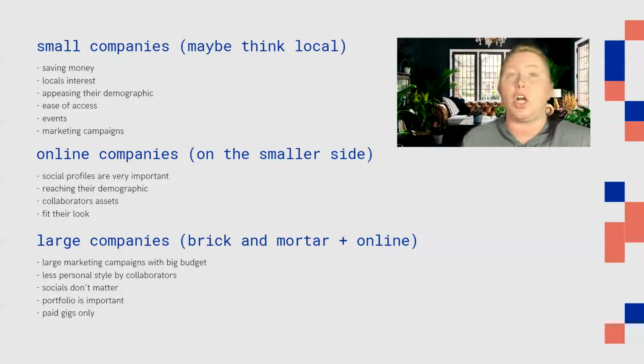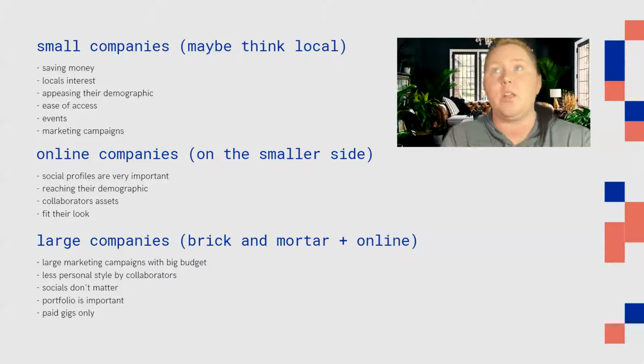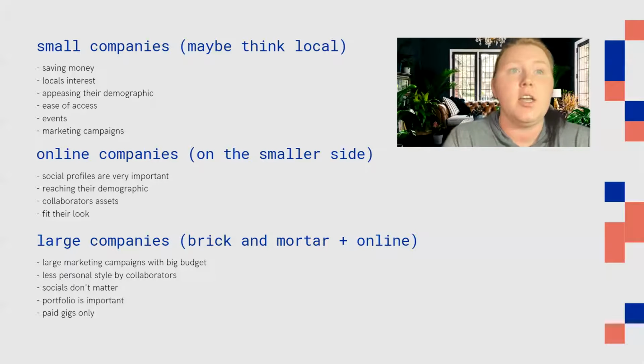Okay, let's talk about large companies, corporations, and this involves brick and mortar stores and online. I'm going to use Walmart as an example. Very large marketing campaigns with a big budget, right? So that's high dollars. They're spending millions of dollars on marketing. I personally had experience working in marketing, social media management, and event planning for Harley Davidson. They spend millions of dollars on marketing. It's one of the biggest things in their budget.